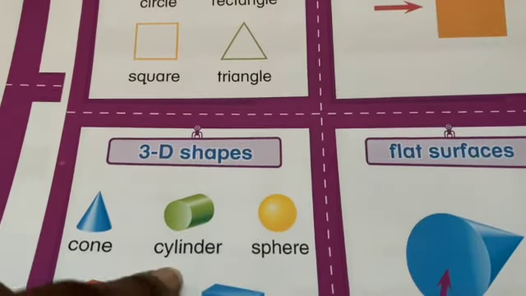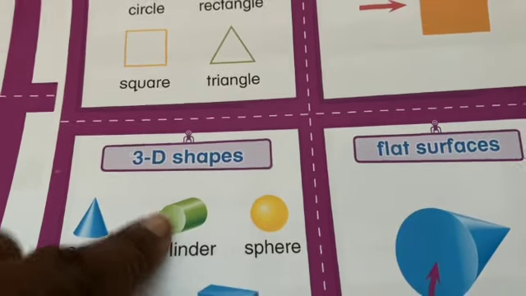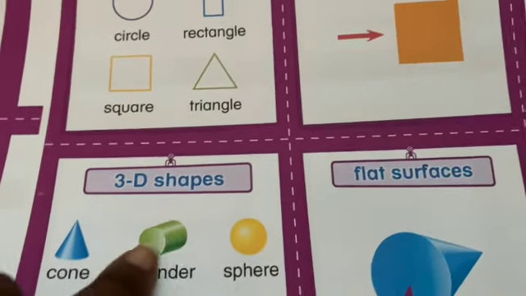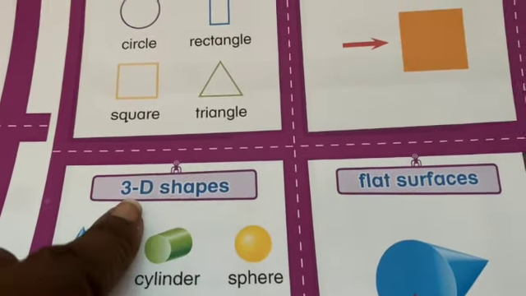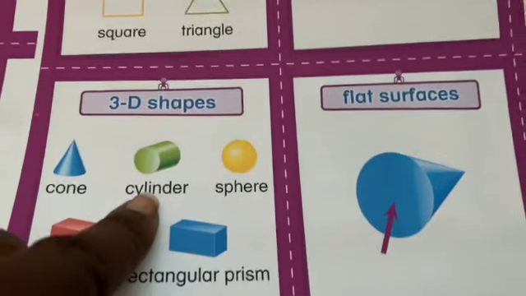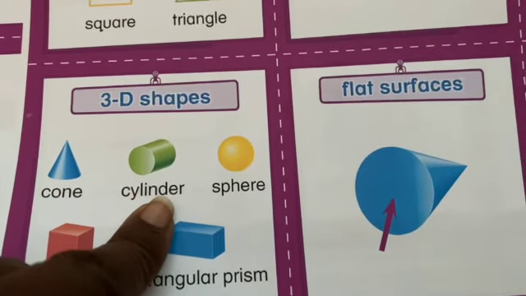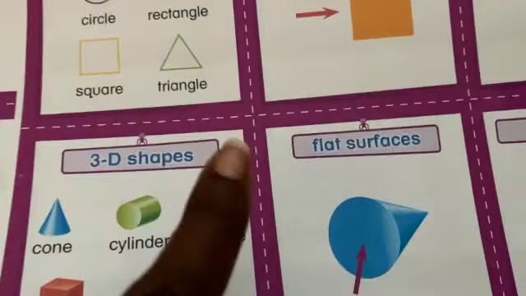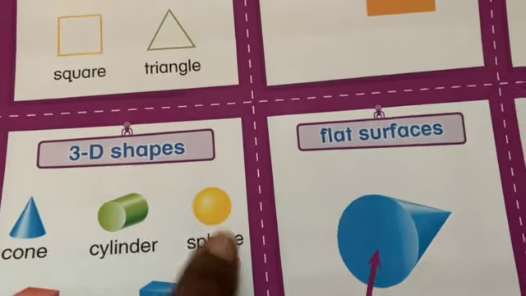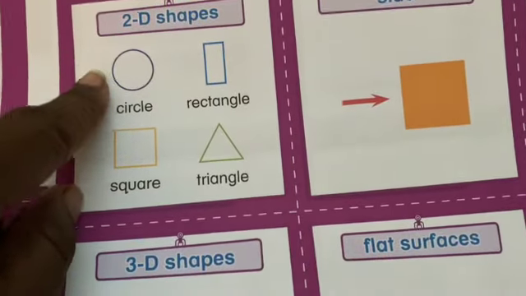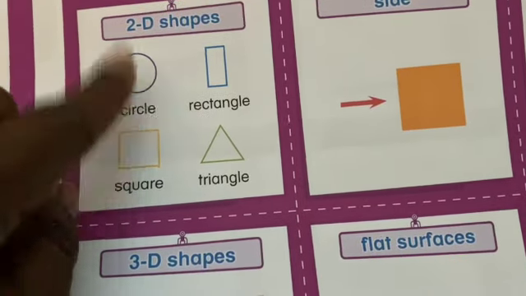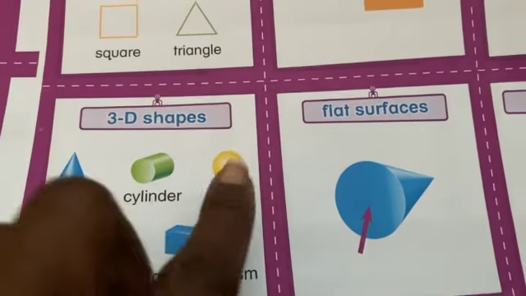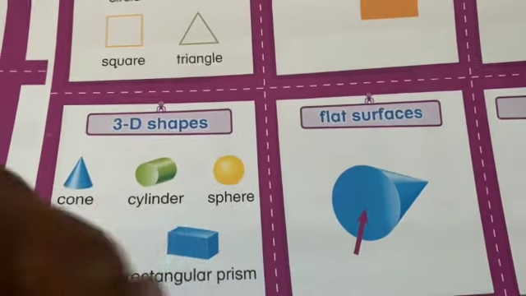Cylinder, again, a cylinder has a round shape here. If it was a 2D shape, it would be a circle, but it shows the shape in 3D, so it's called a cylinder. Again, a circle in a 3D shape is a sphere. A circle in a 2D shape is just a circle because it's flat, but a sphere is round, like a ball.